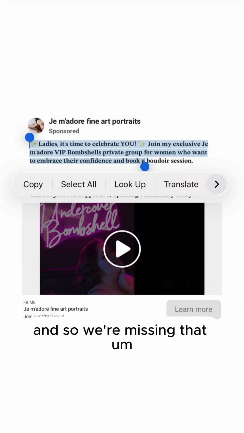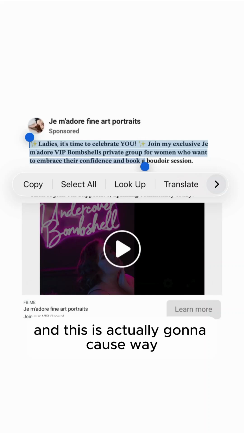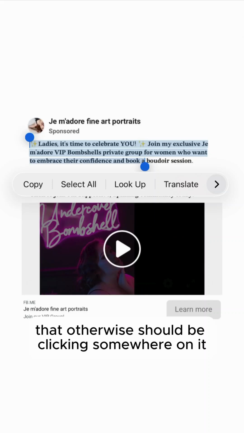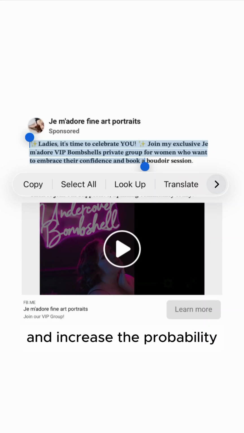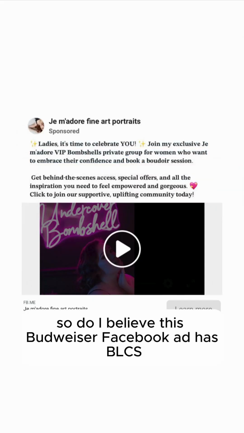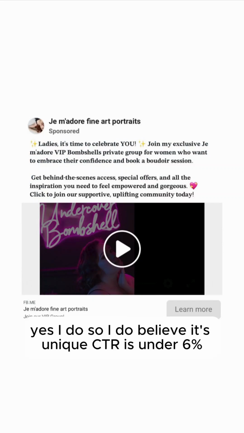And so we're missing that. And this is actually going to cause way more women than necessary to scroll by our Boudoir Facebook ad that otherwise should be clicking somewhere on it. And as a result, it's going to pull unique CTR under 6% and increase the probability we have BLCS, aka Boudoir low click syndrome. So, do I believe this Boudoir Facebook ad has BLCS, aka Boudoir low click syndrome? Yes, I do.